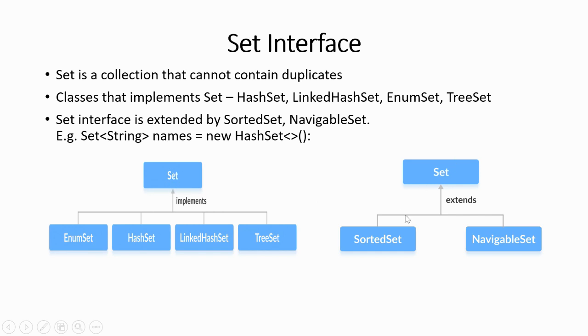Also, on the right-hand side, you have SortedSet, which is one more interface that extends the Set interface. And then we have the NavigableSet interface that extends the Set interface, right? So these two are interfaces and these three are classes. The Set interface is extended by SortedSet and NavigableSet, and the example here is this: you can have a Set of String names equals new HashSet. Basically this creates a HashSet, and as HashSet implements the Set interface, this will have all the functionality of the HashSet, right?